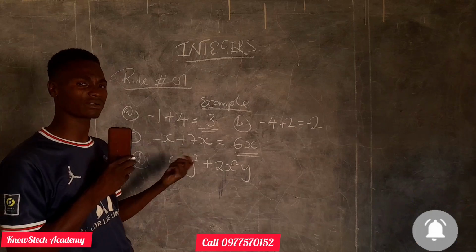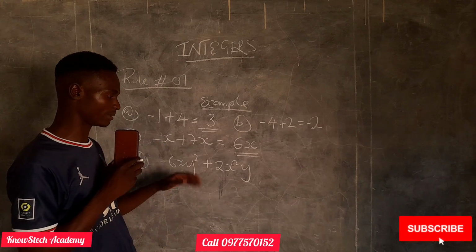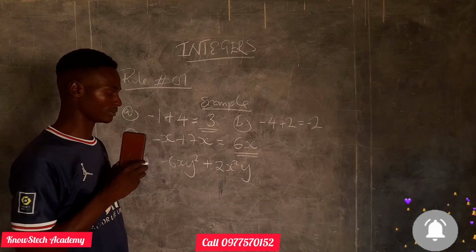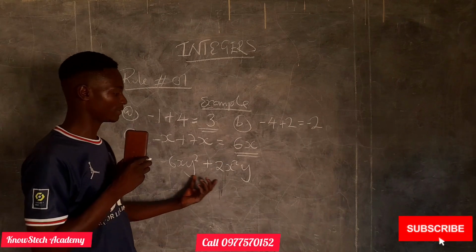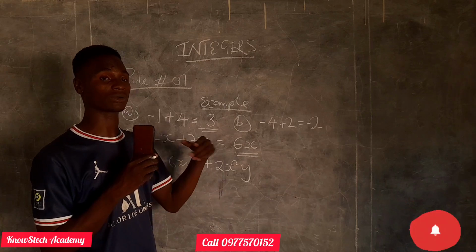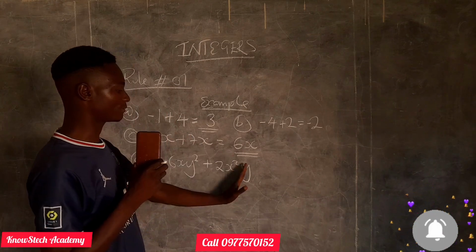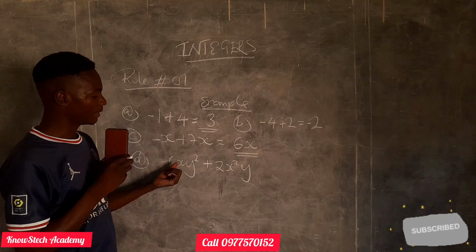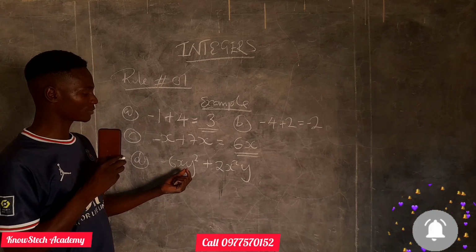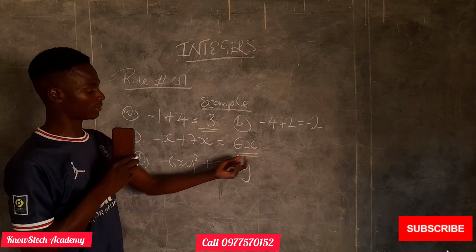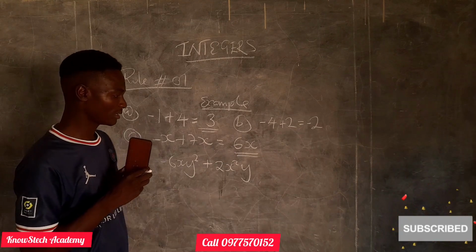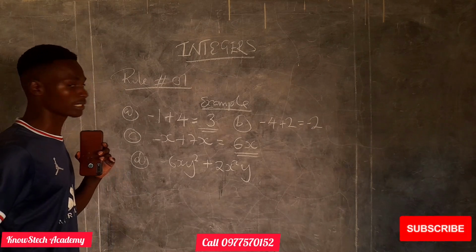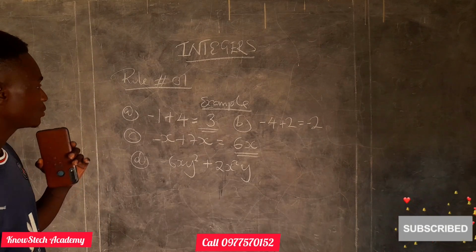You can only factorize because you have something that is common here, but they're not like terms. So you can't simplify this one. The only way you can simplify this one is by just factorizing it because of these unlike terms. It's the same as if you have apples and mangoes, apples and oranges, bananas. You can't add.